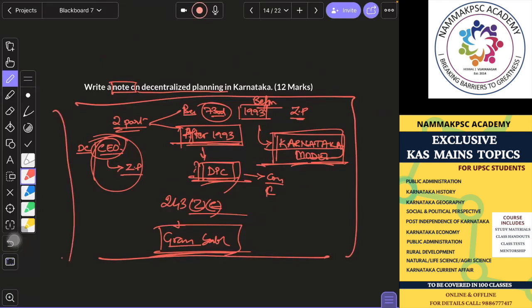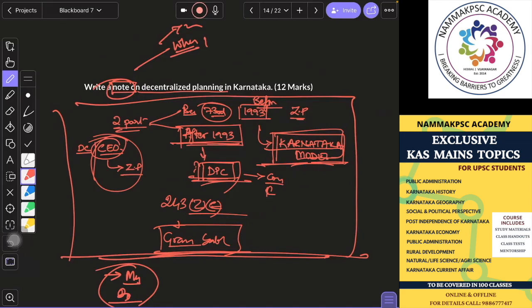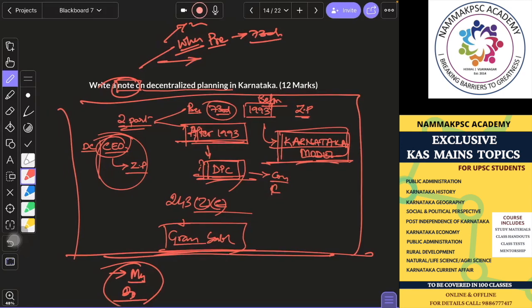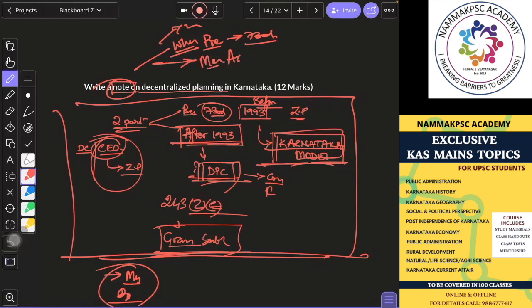If you have space, obviously you can write the merits and demerits and all. That also can be written because it's a very broad topic. But if you are able to write so much, your space will be over. Since it's a write-a-note question on decentralized planning, write what the historical features are, what the present ones are under the 73rd Amendment, and then write about the merits and achievements, if you know them, and shortcomings, if you know them.